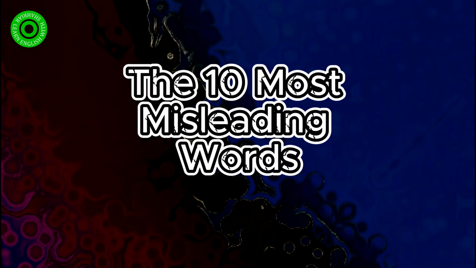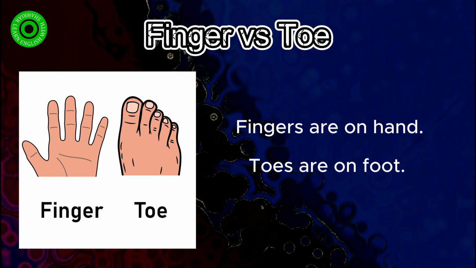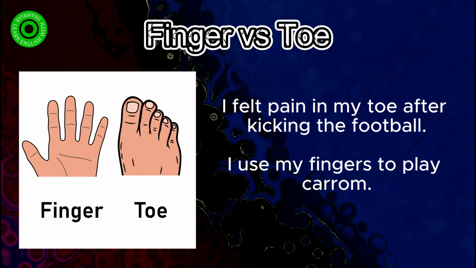The 10 most misleading words. Finger versus toe. Fingers are on hand, toes are on foot. I felt pain in my toe after kicking the football. I use my fingers to play carom.